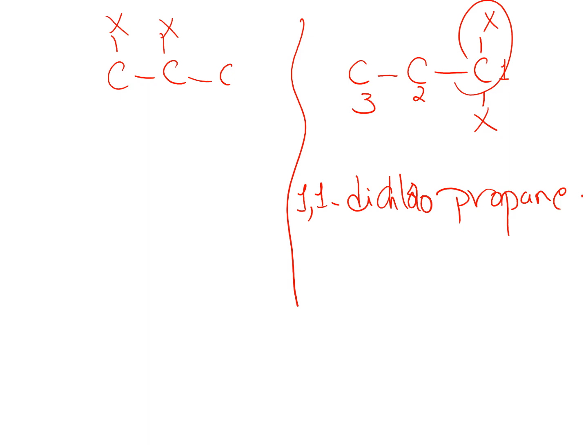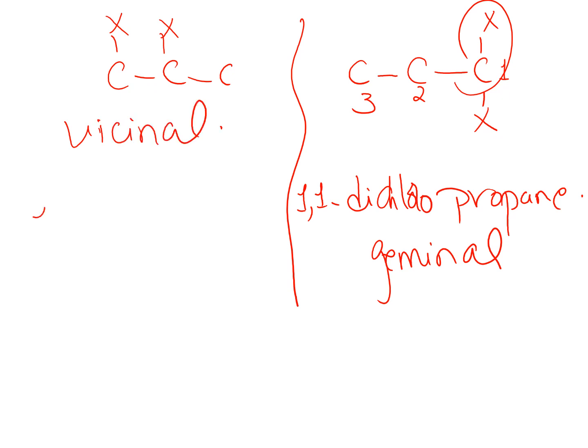However, in case of the vicinal, so these are the geminal, they will be 1,1, 2,2, 3,3. You will have the same number repeated twice, and then the prefix di, followed by the name of the halogen, and then the name of the chain. In case of vicinal dihalides, you will have 2 successive numbers. For example, 1,2-dichloropropane, 2,3-dichlorobutane, 3,4. It will always be in the form of 2 successive numbers. So this is how we nomenclate these compounds.